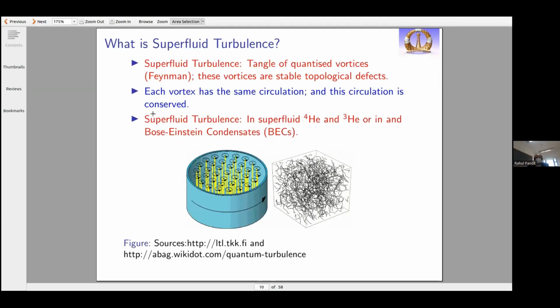So of course, all of you know this, but I'm just putting it here for the sake of completeness. First of all, what is superfluid turbulence? At least Feynman said it's a tangle of quantized vortices. And here is a nice picture taken from this website showing a tangle of vortices. Each vortex has the same circulation. This is conserved. And superfluid turbulence has been found in superfluid helium-4, helium-3, and also in Bose-Einstein condensates.